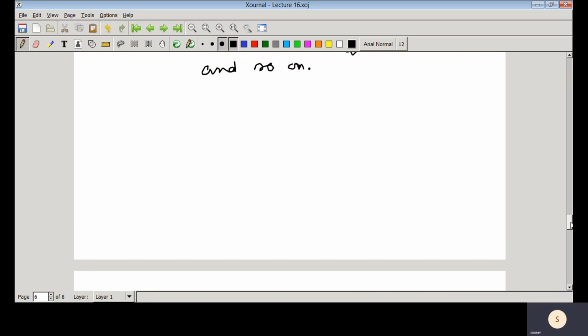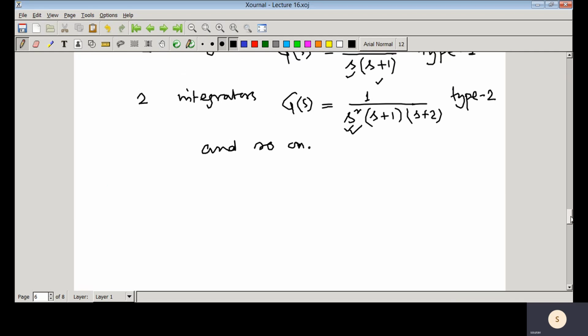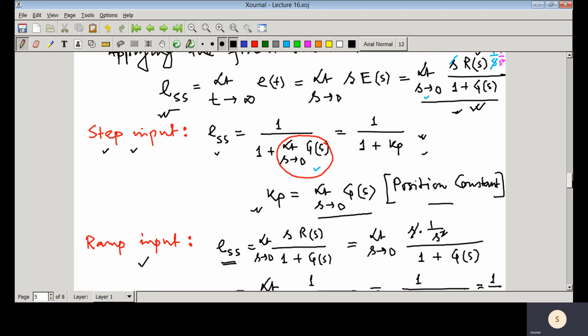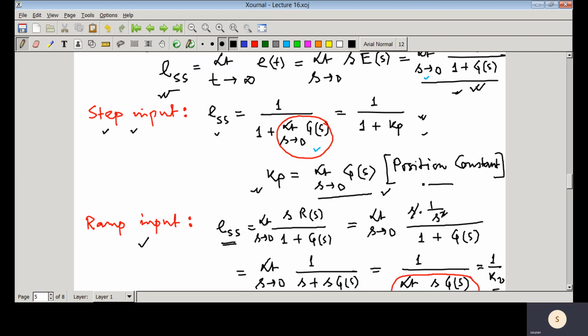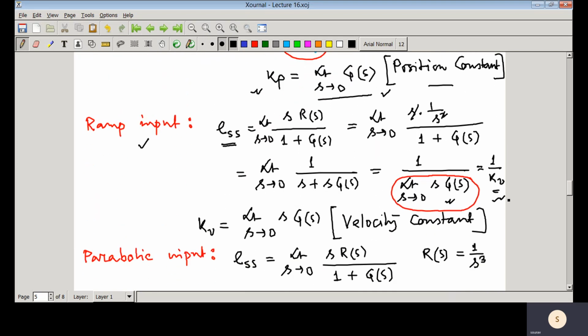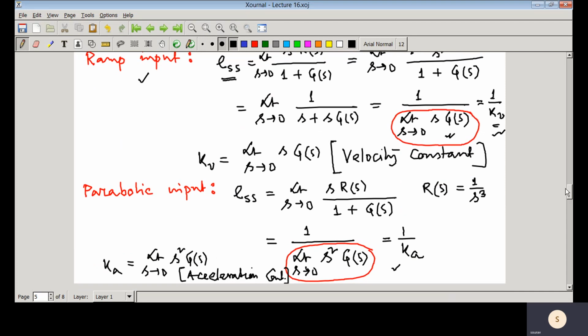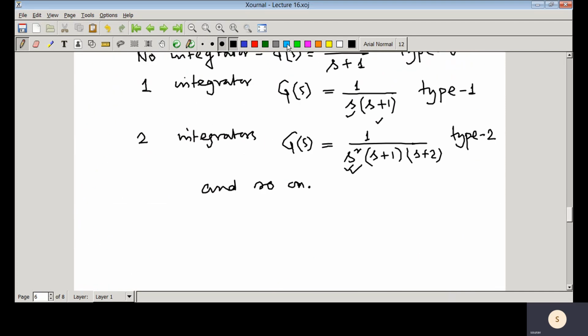Now let us see one important and interesting thing: this type of a system would decide what the steady state error would be. It has a direct relationship with steady state error. We have now defined three constants: Kp, Kv, and Ka. So what is Kp? We get that Kp, the position constant, is limit s tends to 0 of G(s).